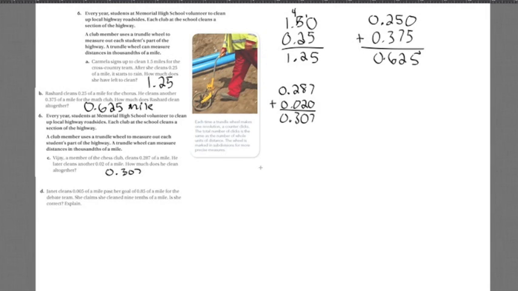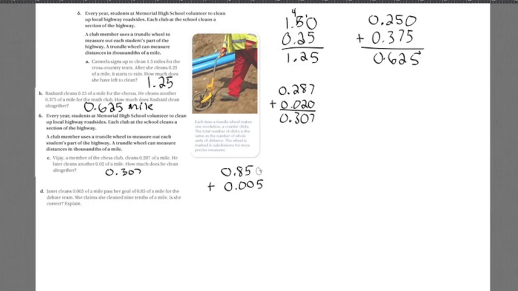Alright, and last but not least, D. Janet cleans 5 thousandths of a mile past her goal of 85 hundredths of a mile for the debate team. She claims she cleaned 9/10ths of a mile. Is she correct? So if she originally agreed to clean 85 hundredths of a mile, but she cleaned an extra 5 thousandths of a mile, let's add that to what she originally cleaned.